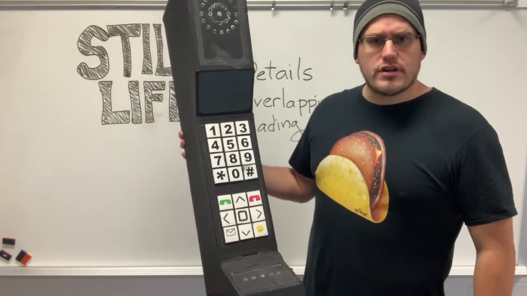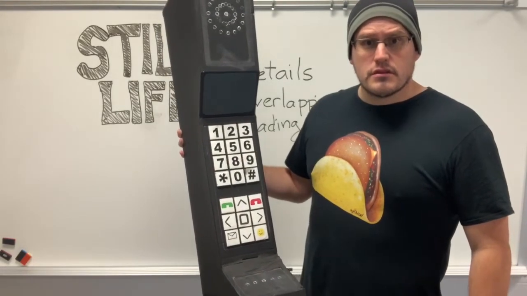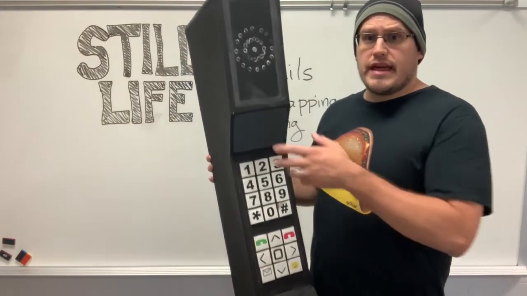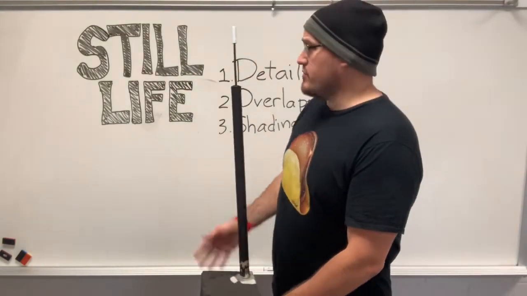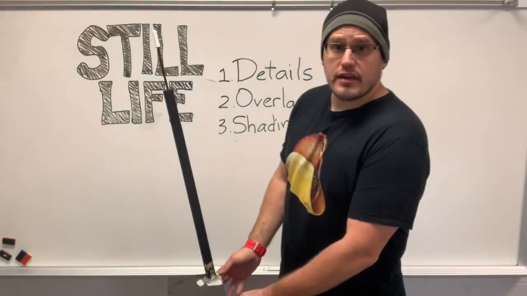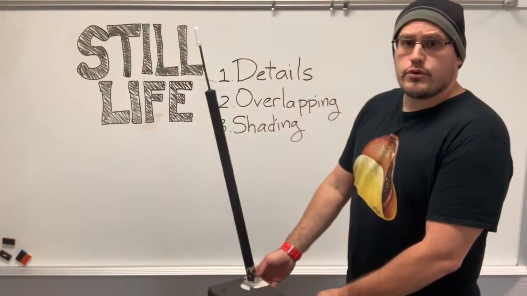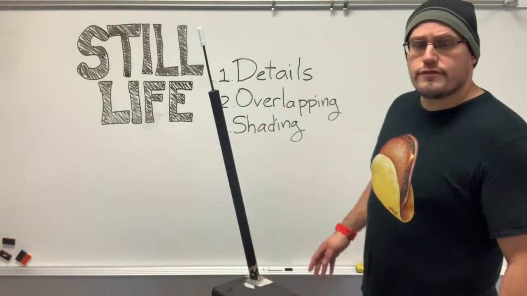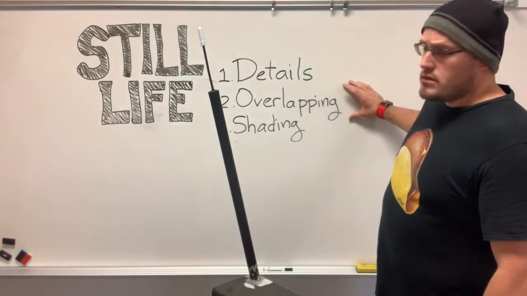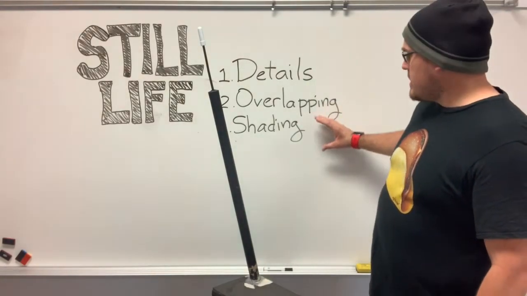Do you have a favorite object? Because we're going to be drawing a picture of an object today. That would be a still life. A still life is a picture of a thing or an object. And when we draw a still life, we're focusing on drawing details, overlapping, and shading.